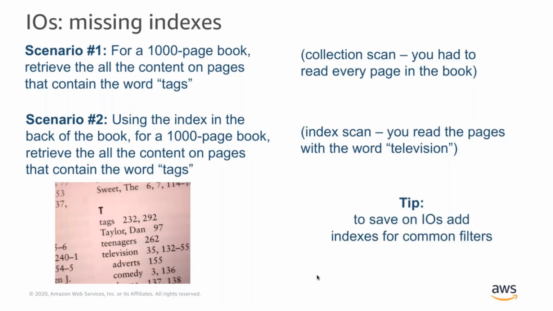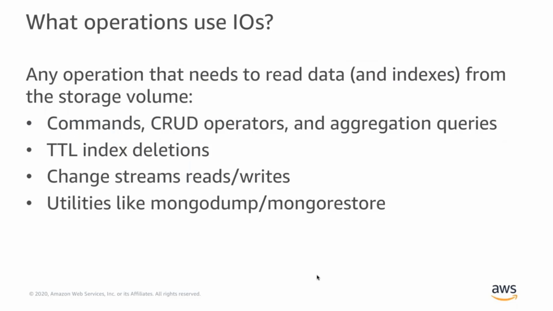You can over-index things, you can under-index things, and those things are going to be dependent on your application. Right? So you definitely want to have indexes on common predicates or common filters that you use for your queries. Now, what operations use IOs? Well, really anything that needs to read data and indexes from the storage volume, right? Any commands, CRUD operations, aggregation queries, those all are going to use IOs one way or another. TTL index deletions as well, right?